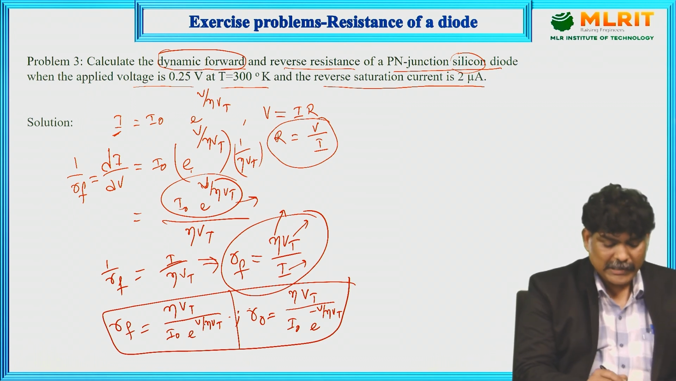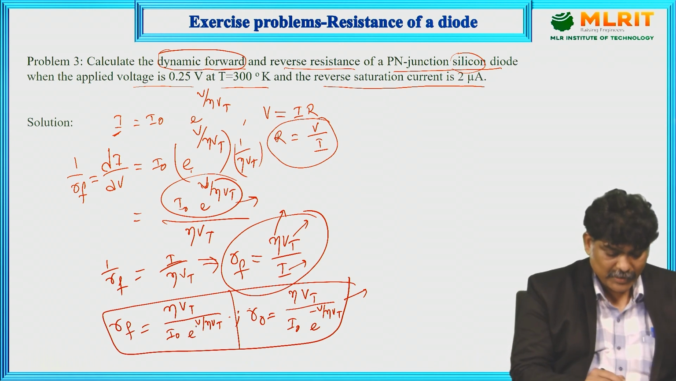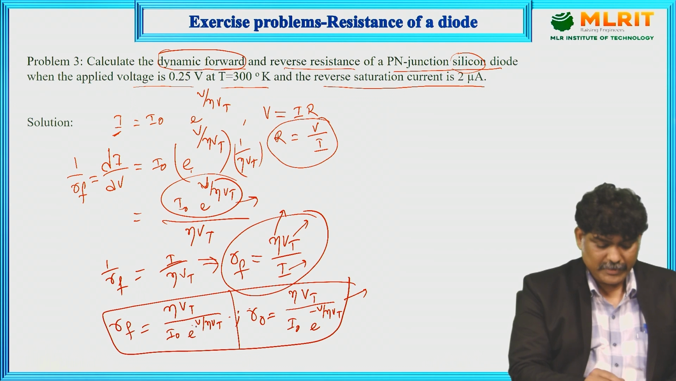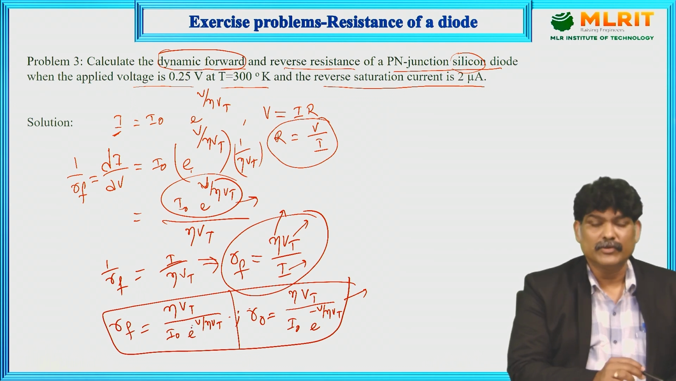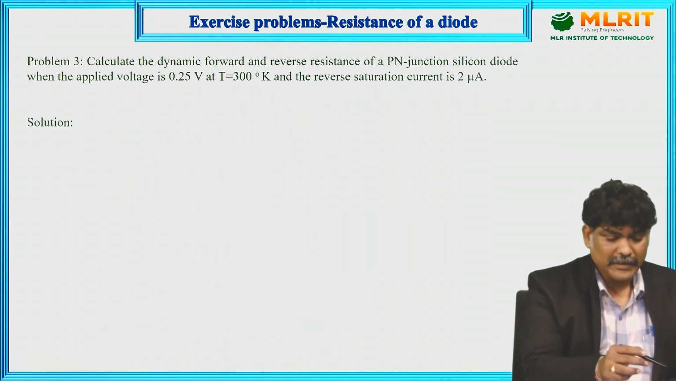So for calculating these diode resistances in forward and reverse directions, you simply have to change the polarity of the input voltage. In the forward direction you use plus V, here you use minus V. That's it. Okay. So now let us do this problem.